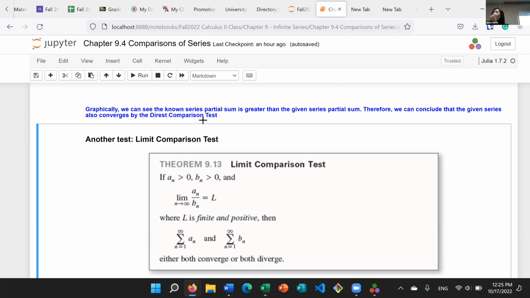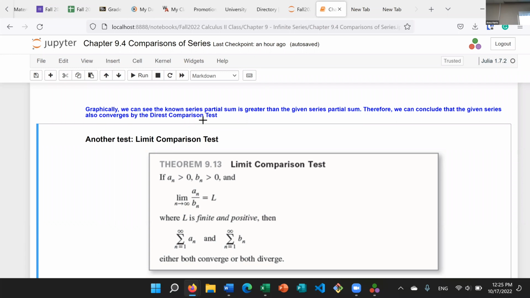Okay, so we can also compare with the limit. Another way, we have two series, and what you can do is take a limit. So this is another comparison test, and this is your condition. If both of your series are positive, you take a limit of that and you get some ratio, a number other than zero. Then you can say this: if one of them converges, the other one also converges.